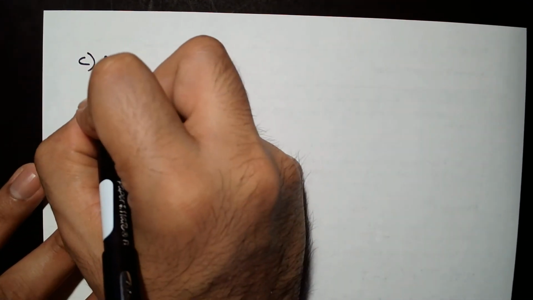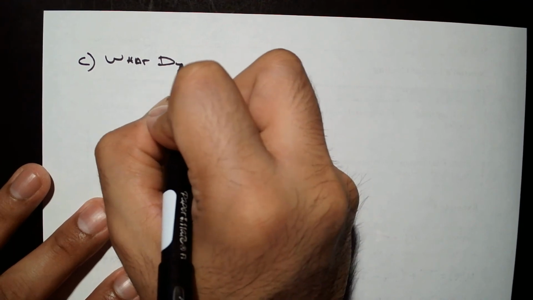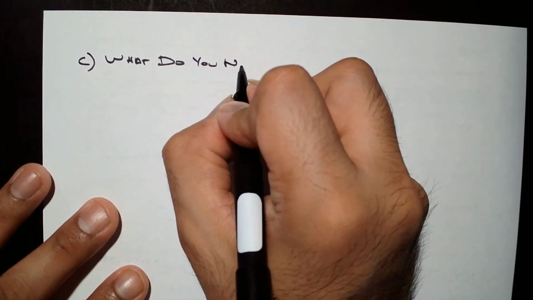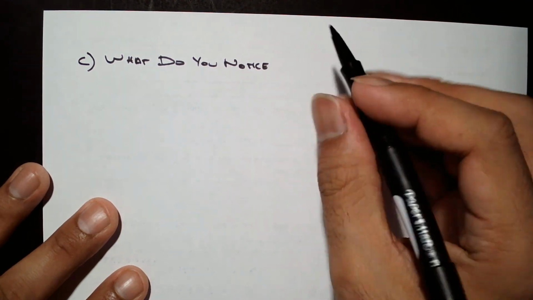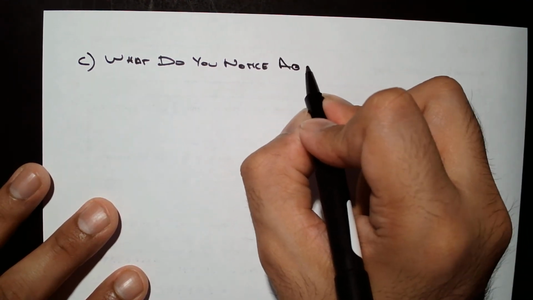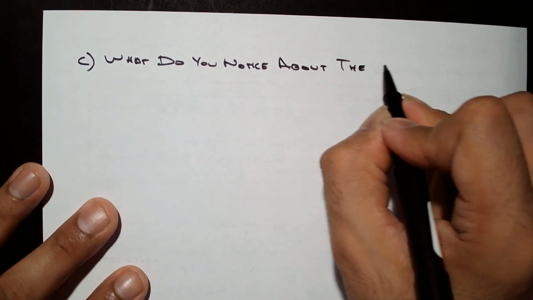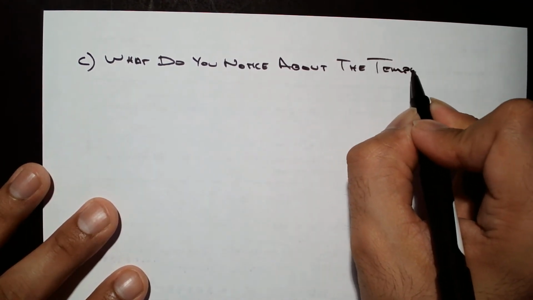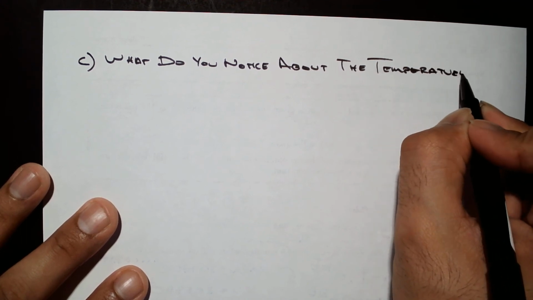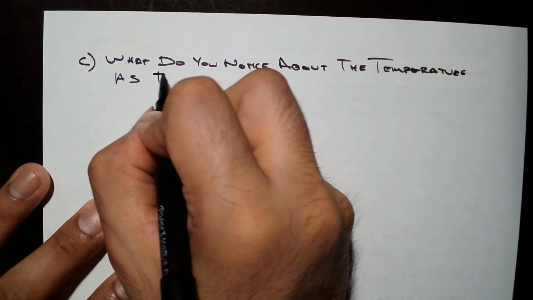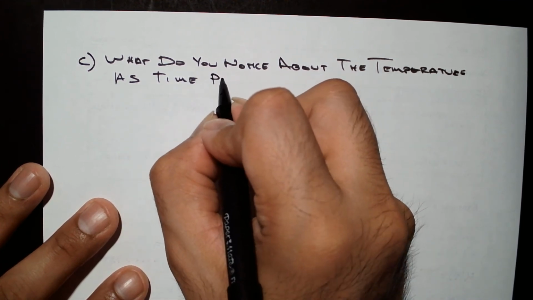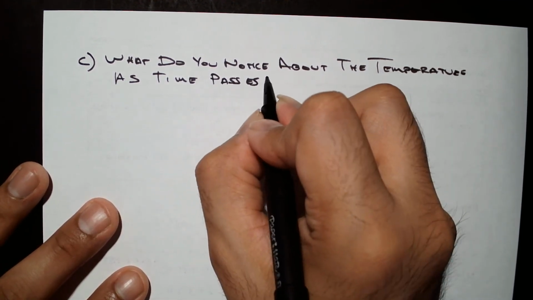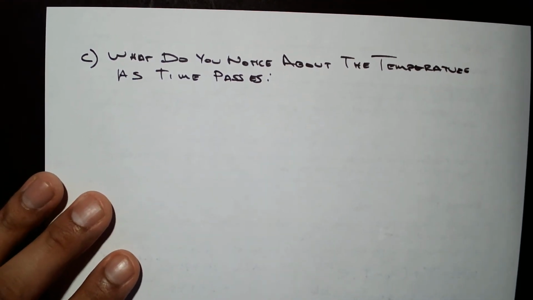And there's one more piece of information that didn't fit in here, so I'm just going to use the back side of the page for a part C. So part C is, what do you notice about the temperature as time passes? All right, this is going to be a very, very interesting question.